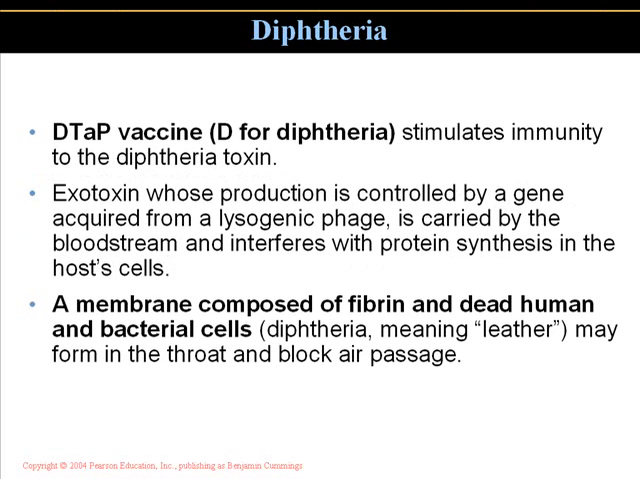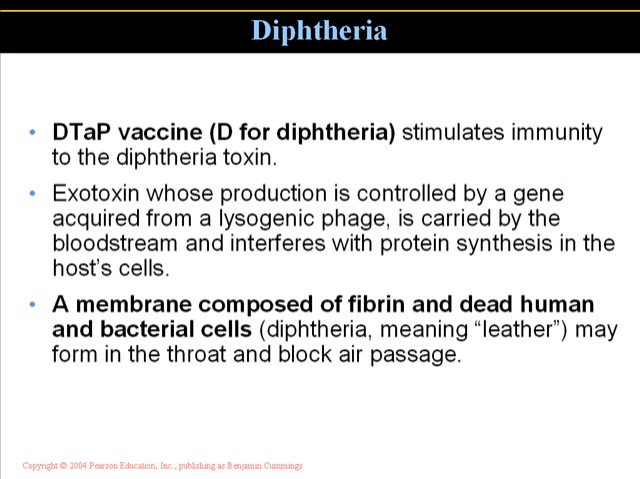Production is controlled by a gene that requires a lysogenic phage. It's carried into the bloodstream and interferes with protein synthesis in the host cells. The membrane is composed of fibrin and or dead human cells. Now, where's the problem here? Well, this fibrin is typically sloughed off from the tissue in the airway. So the infectious organism comes in and secretes a toxin, but it will kill this coating, the inner coating of tissue. And then over time, the body gets rid of that coating, so it sloughs off.